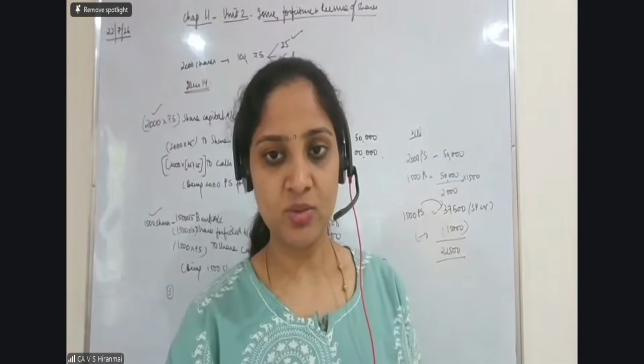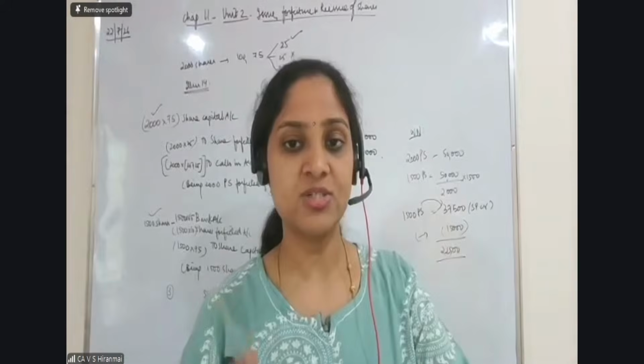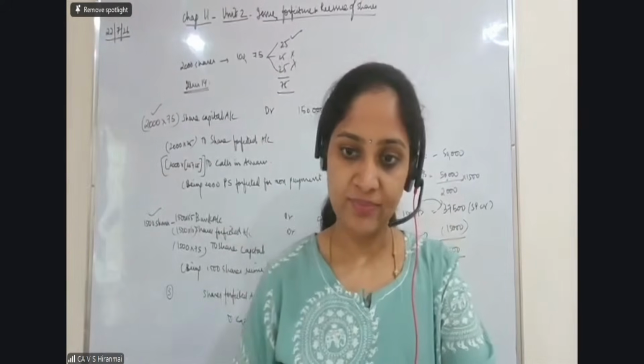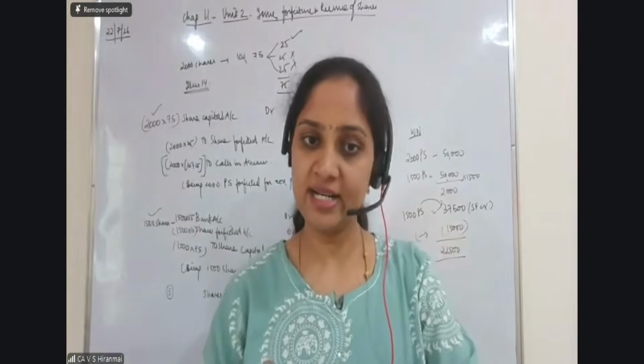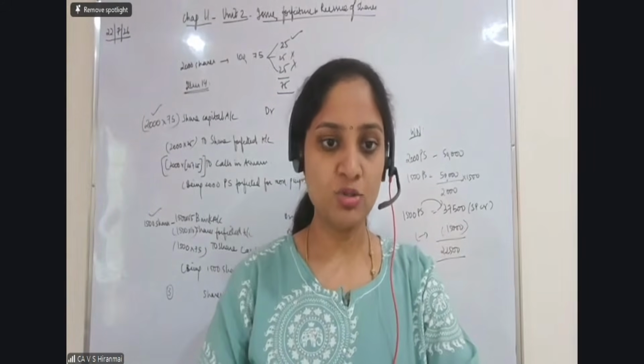Now I will be showing you illustration number 5 and I will give you 2 minutes. They are asking you to record the forfeiture and the reissue. So there are two people in this question. Two shareholders are there. I want you to carefully find out who they are and do the question.